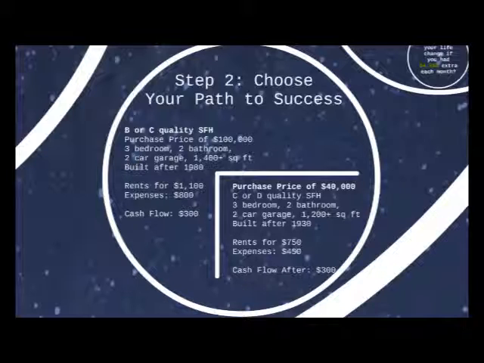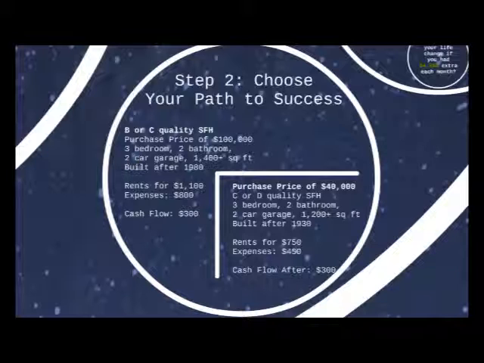So if you purchase a B or C quality single family home with a purchase price of $100,000, 3-bedroom, 2-bath, 2-car garage, 1,400 square feet, built after 1980, just a regular cookie cutter type home in a subdivision, it could rent for $1,100, expenses around $800, so your cash flow every single month, your rents minus your expenses, is $300.